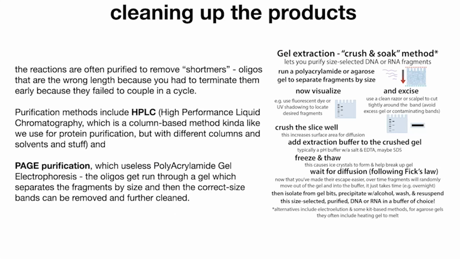HPLC, high performance liquid chromatography. It's a column-based method, kind of like columns we use for protein purification, but there's different columns and there's different solvents and stuff. And then there's also PAGE purification, where basically you can run a PAGE gel, just like we do in the lab, to separate nucleic acid pieces by their size. You can do this, but then actually cut those pieces out and purify them. Or instead of doing it in one of these slab gels, they're often capillary gels and things that are used for this purification purpose.